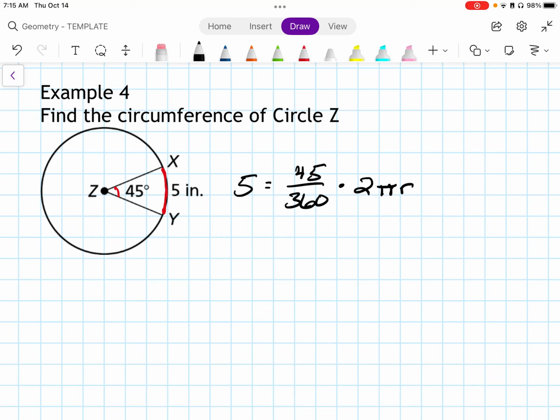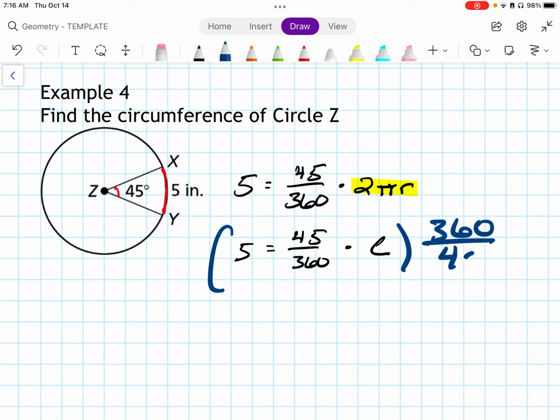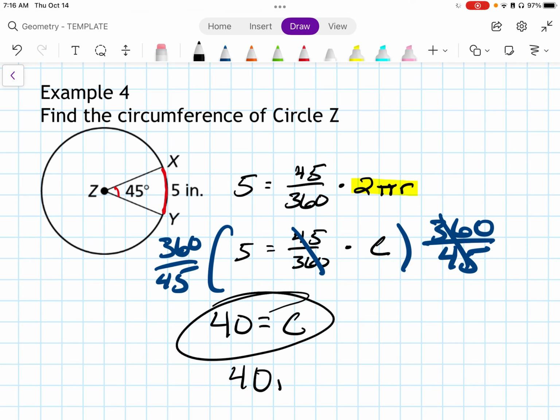Now, 2 pi r is the circumference, right? 2 pi r is the circumference. So I'm just going to substitute in, and I'm going to say, well, 5 equals 45 over 360 times circumference. Now, I just have to solve for c. So what am I going to multiply by? 360 over 45. Multiplying by the reciprocal there, I'd have 5 times 360 divided by 45, and I have 40. So this would be 40 inches.